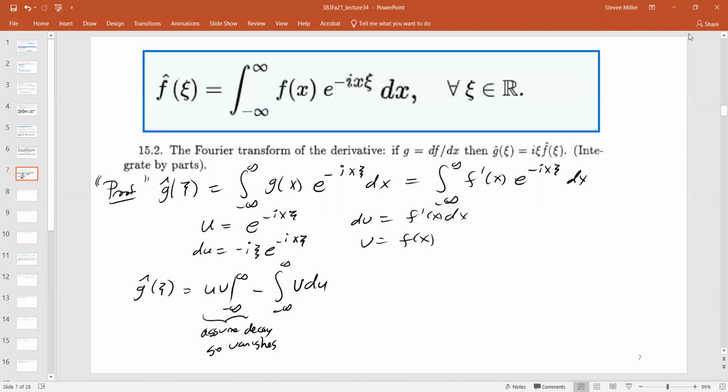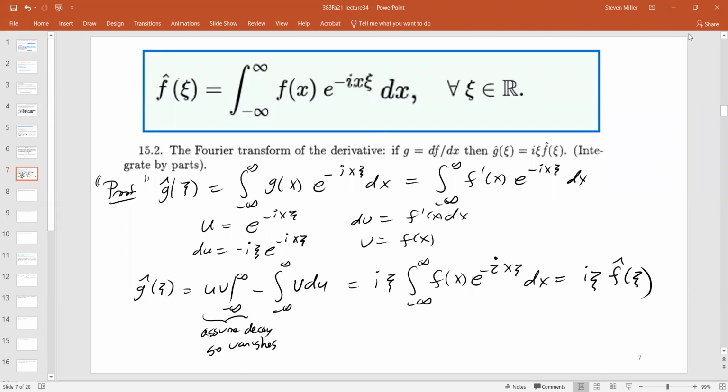And now we have the minus reinforcing. We'll get an i c integral from minus infinity to infinity of f of x e to the negative i x c dx, which is i c f hat. So this is just the standard proof that the Fourier transform converts differentiation to multiplication.